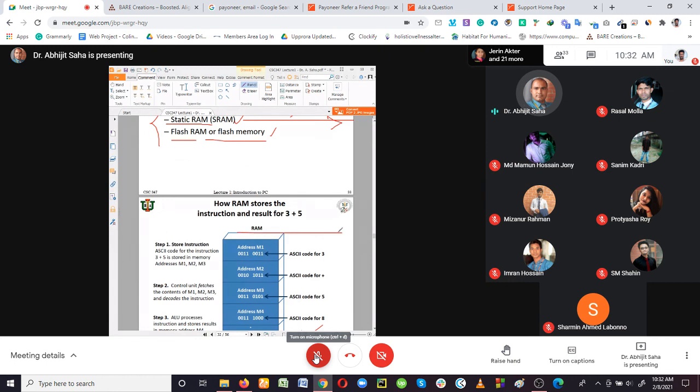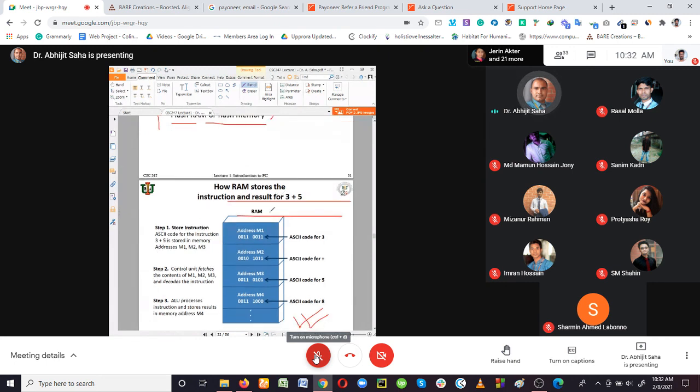It is coming after this example. It shows how RAM stores the instruction and result for 3 plus 5. We have taken these instructions, 3 plus 5, for the 3 or 4 examples. You should study these 4 examples by drawing the figures. They are very important, and they are relevant to one another. Here it is telling how RAM stores the instruction and result for 3 plus 5.